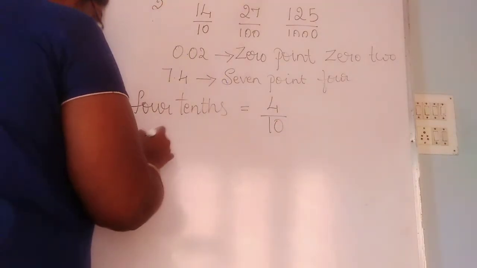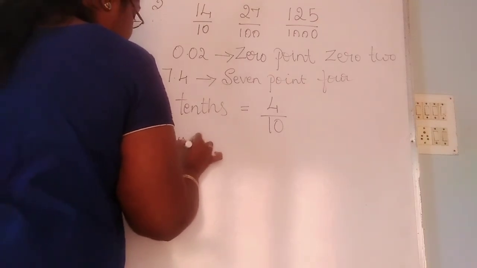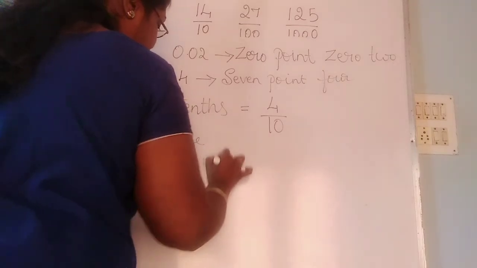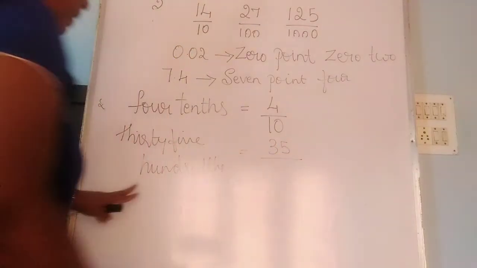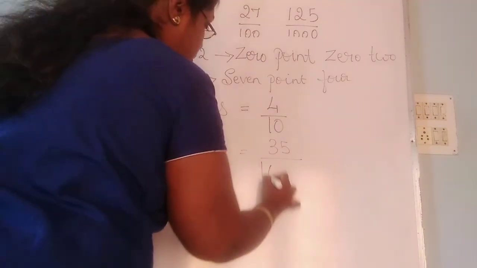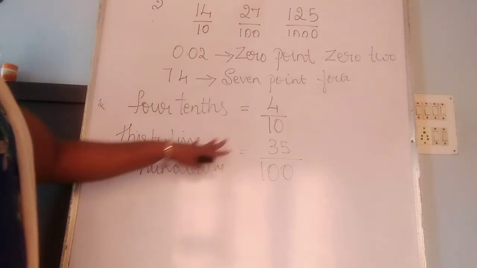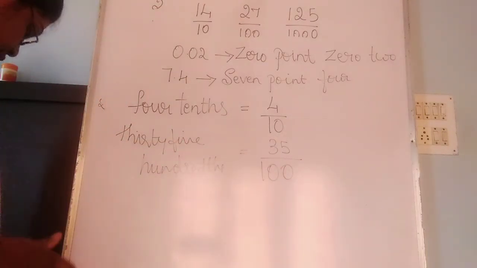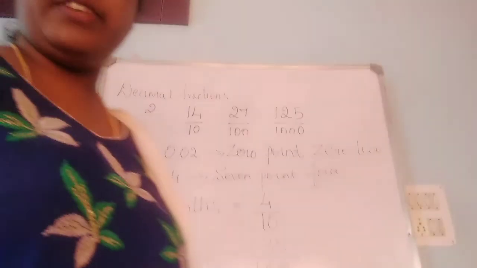Next is 35 hundredths. This is your question. So write down 35 and your denominator will be hundredths. So write down 100. If it were 35 thousandths, you would write 35 by 1000. By this we have finished all the problems of exercise 7A.